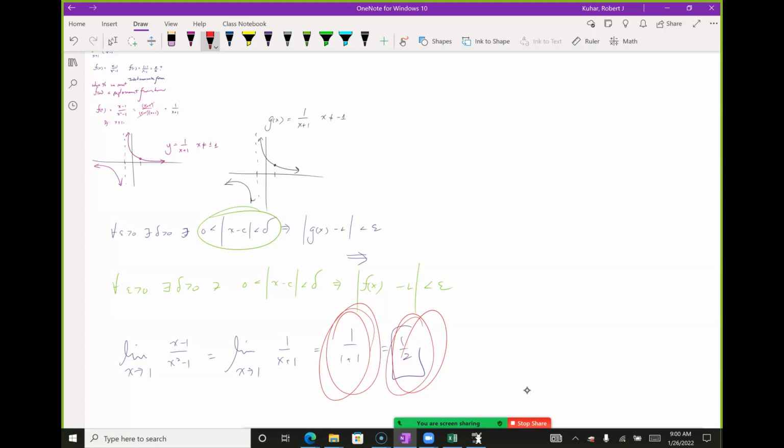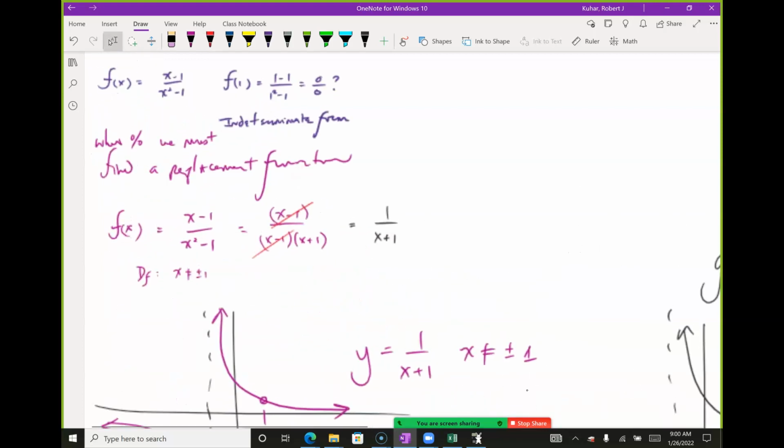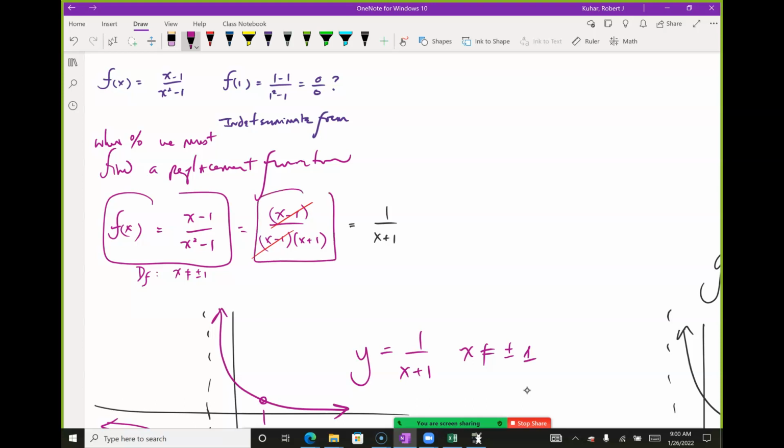Sorry, but is it okay if you share really quick how you got g of x from f of x? Yes. Right here. So I had my f of x. I noticed polynomial over polynomial, and I'm thinking factoring, right? So there it is. I factored, and then I canceled, and this is really my replacement function, right? This is my replacement function, and I'm safe with it because x never gets to c, right?